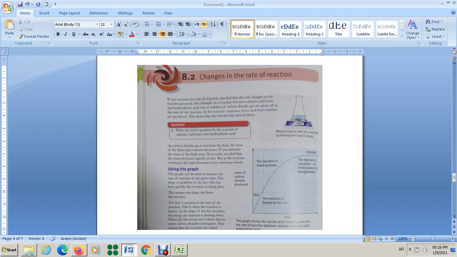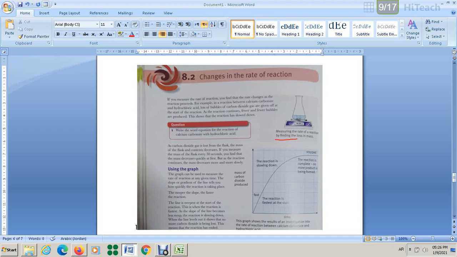Hello everyone. In this video we want to focus more on the rate of reaction and how the rate of reaction can be changed, and we want to focus more on the factors that affect the rate of reaction. To understand this, first I want to show you this example, as you see here in this figure.